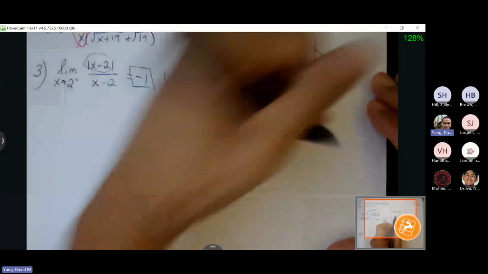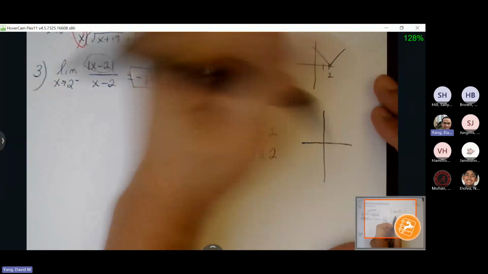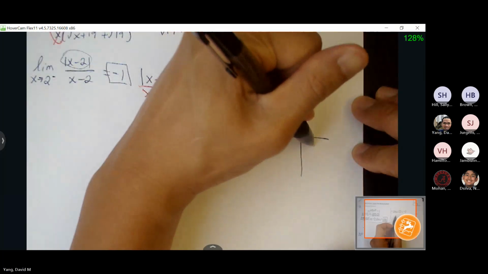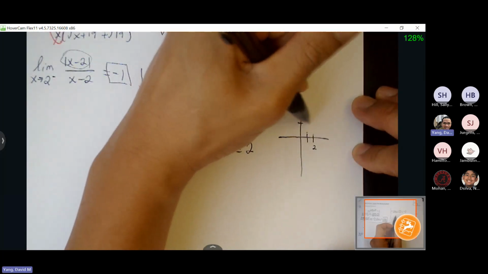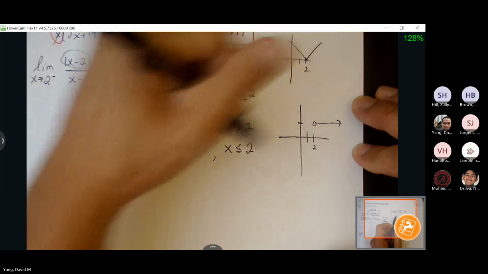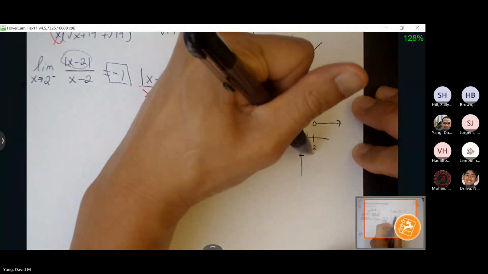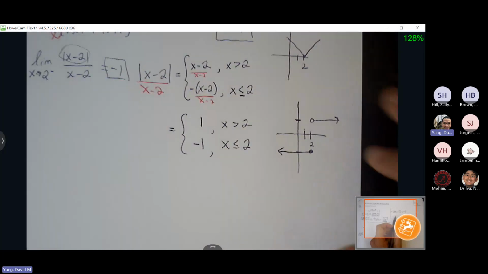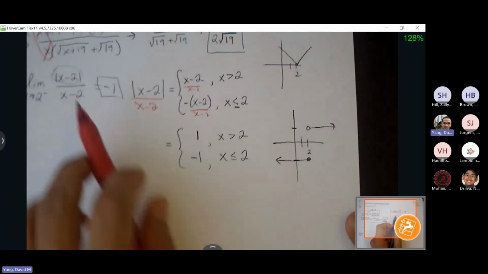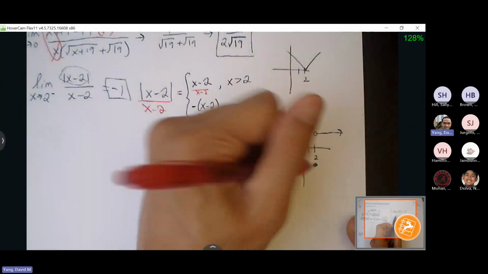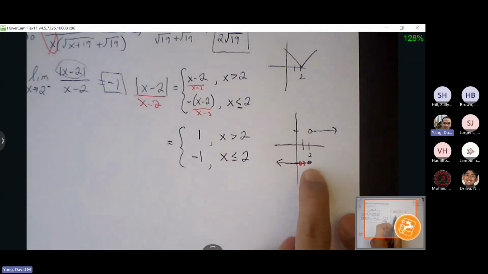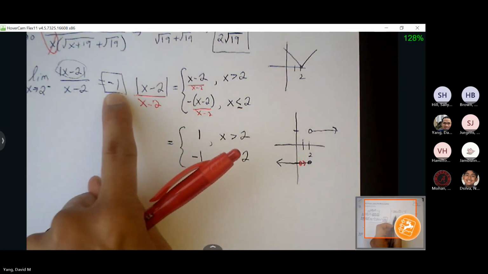Another way is we can sketch this graph and visually see that there's two horizontal lines here. One is y equals 1 to the right of 2, and the other is y equals negative 1. And if we are approaching 2 from the left, that means I'm picking a point to the left of 2 and I'm heading towards 2, and we can see that this arrow is headed towards 2, and the y value is holding steady at negative 1.